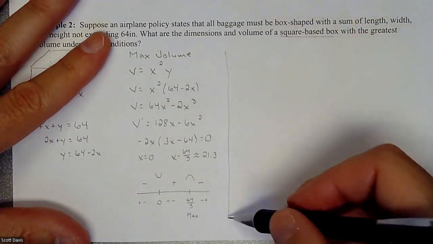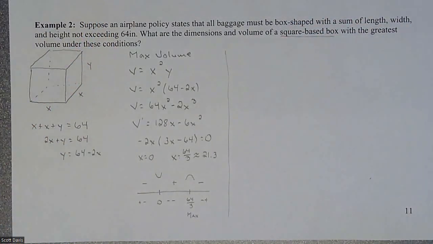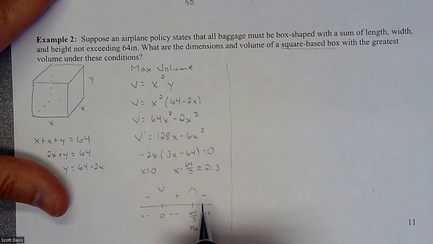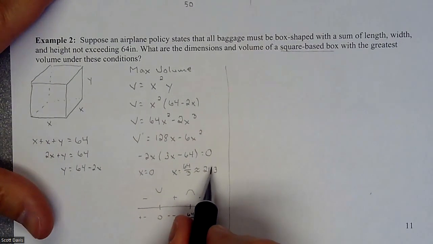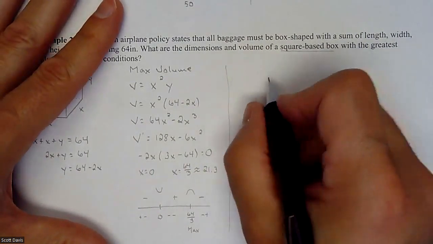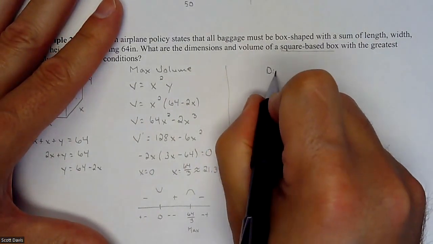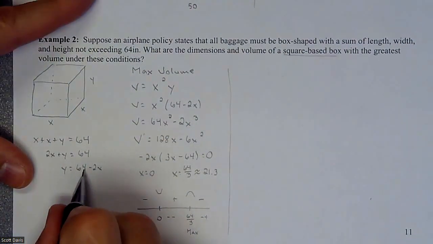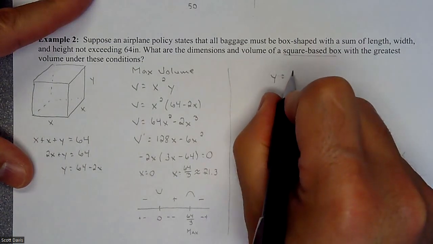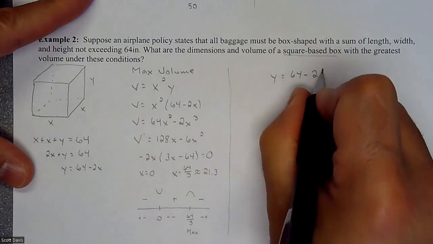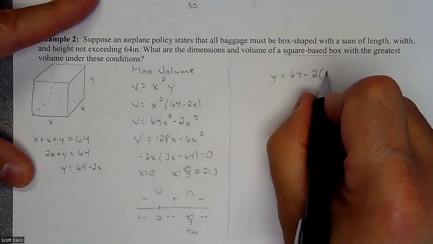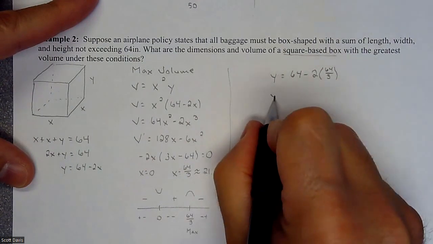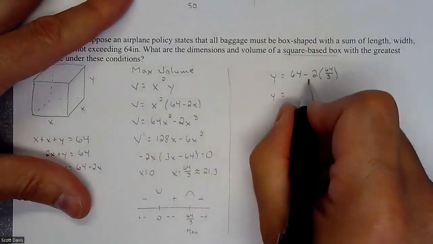So let's go ahead and finish it. We've done all the math. Let's get our answer. We want to know what the dimensions are. We know one of the values is 64 thirds, about 21.3. So then what is our other value? Do the math on it first. To find y, we have y equaling 64 minus 2 times, and I'm going to use 64 thirds to be as accurate as we can, 64 thirds. So that's going to get us 64.